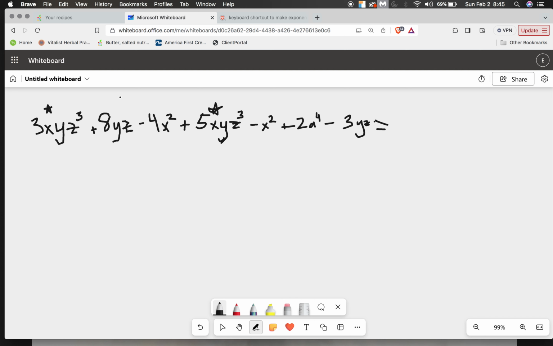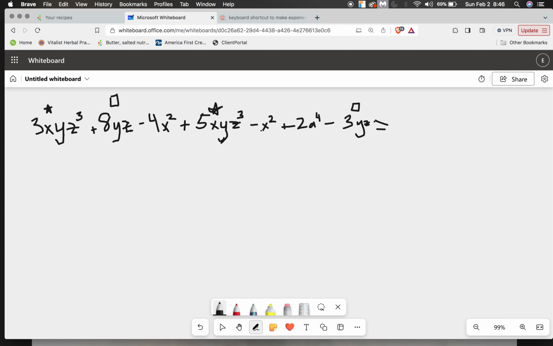So do not use X's. Probably don't use circles. Those could look like zeros, but a star is pretty safe. You star those and then find the other like terms. So yz, that's x squared, a4, yz. So we have two yz's. So in this case, I could do a square. And a square. So I can keep track of which terms are alike.